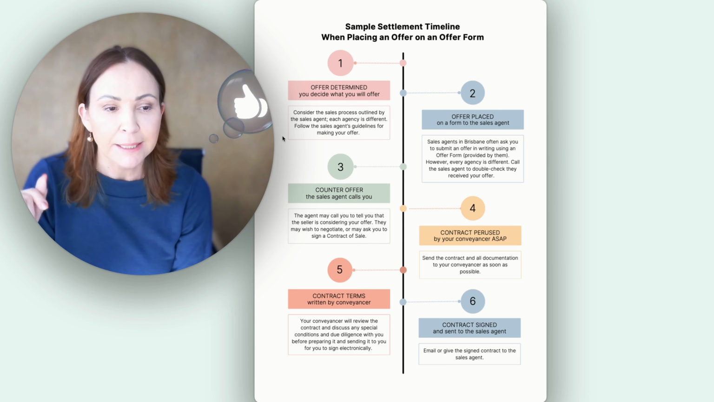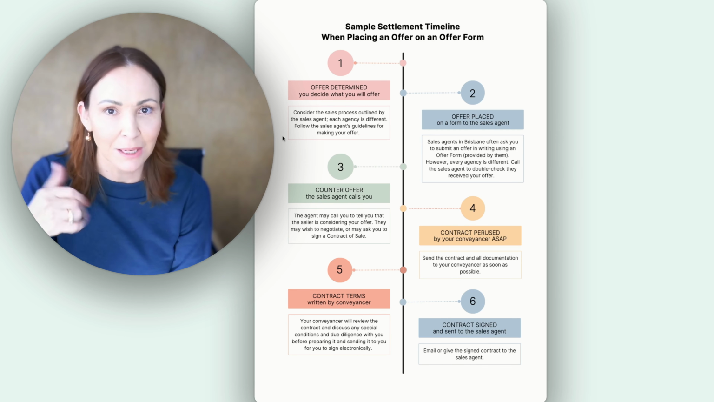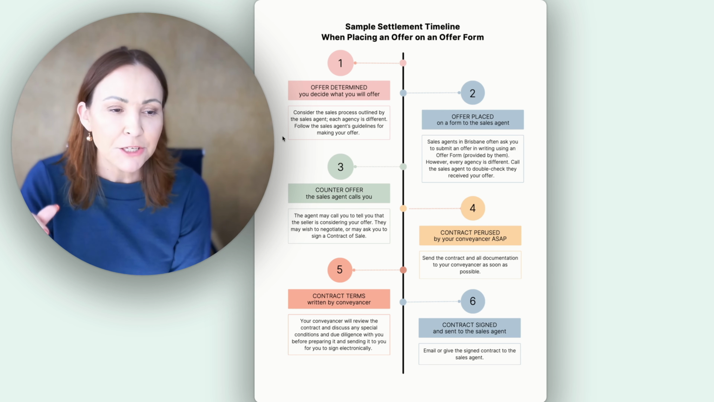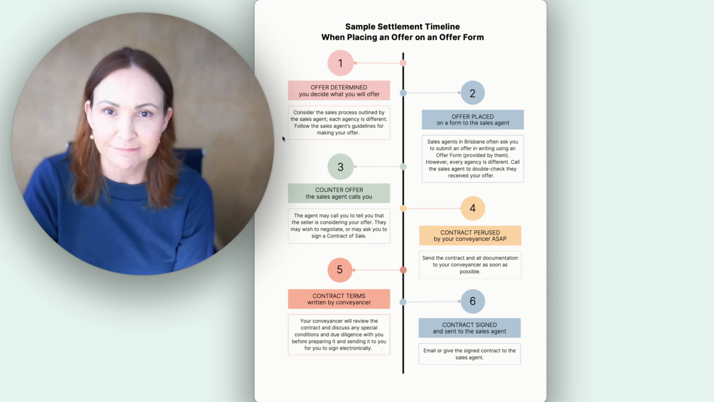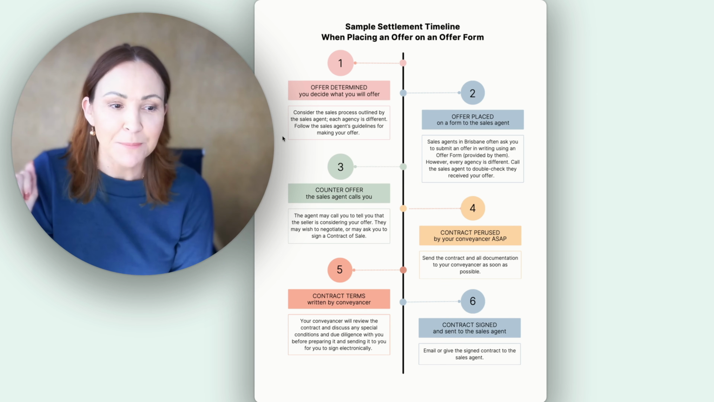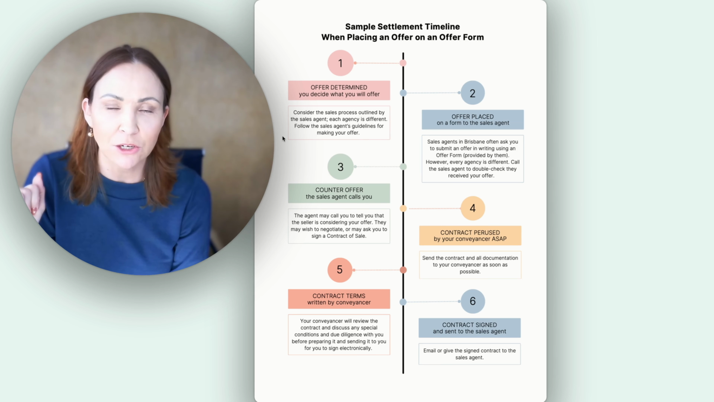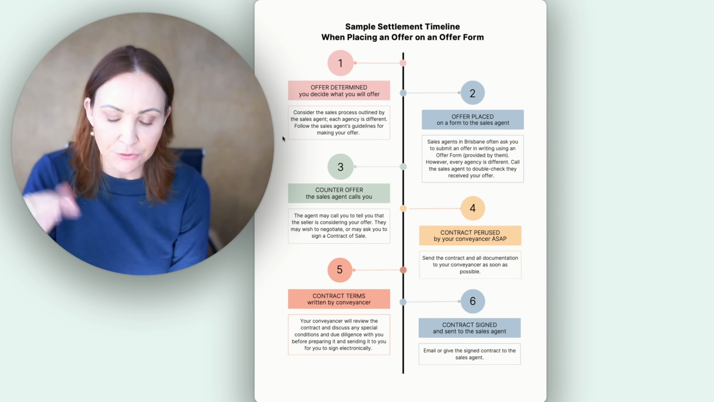Number 3, counter offer. The sales agent calls you. Yay, that's good. In a hot market, that's good. In a slow market, well, you expected that. The agent may call you to tell you that the seller is considering your offer. Yay, double yay. You're going. They may wish to negotiate or may ask you to sign a contract of sale. Any number of things. Okay, so you've submitted the offer.